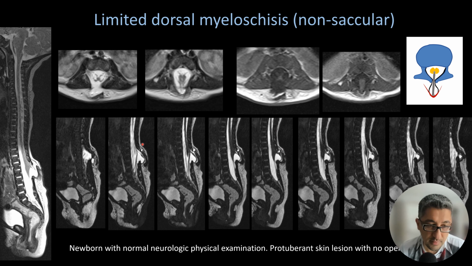Interestingly, there is a sinus tract extending from skin to the dural sac, and this patient is completely normal neurologically, and there is a protuberant skin lesion with no opening. This patient was reported as myelomeningocele mistakenly in utero.